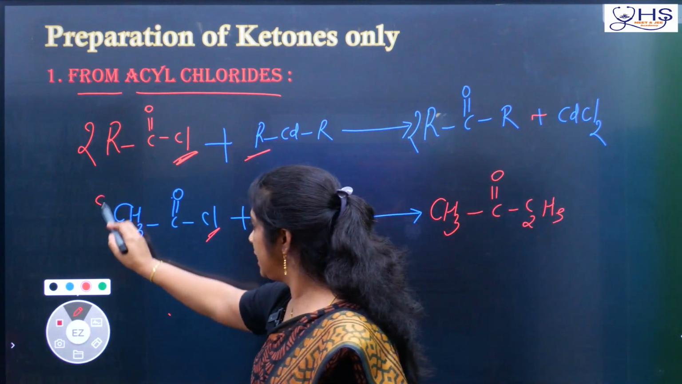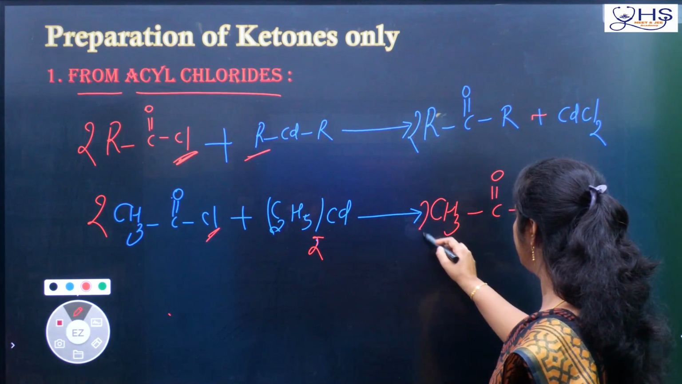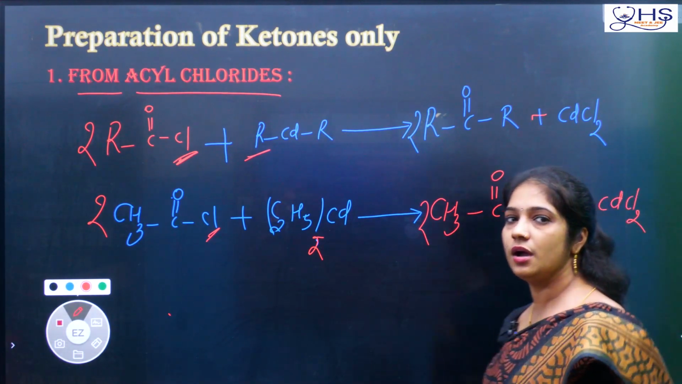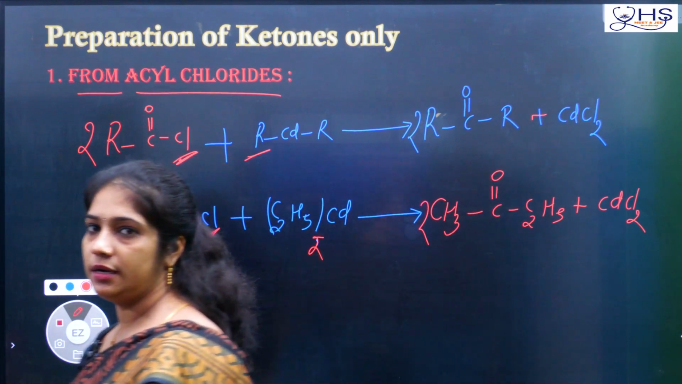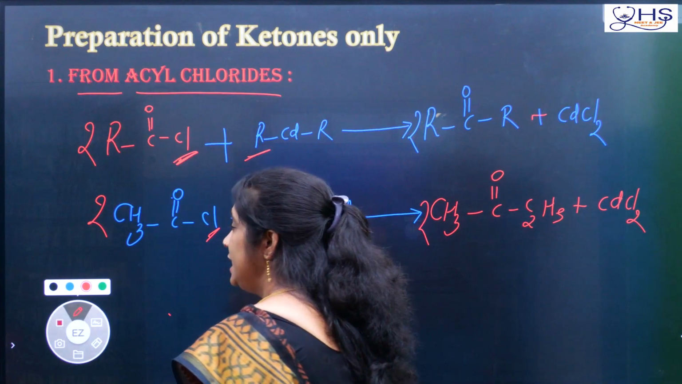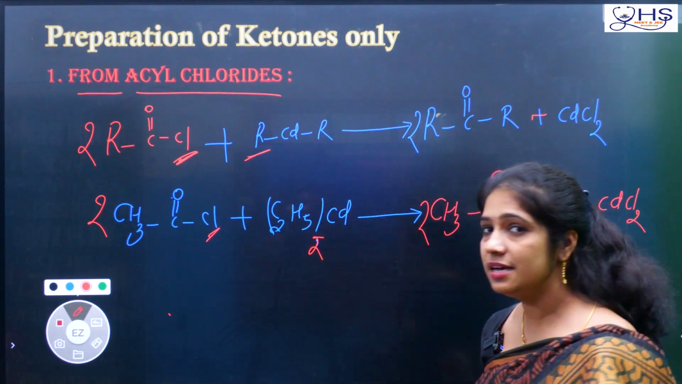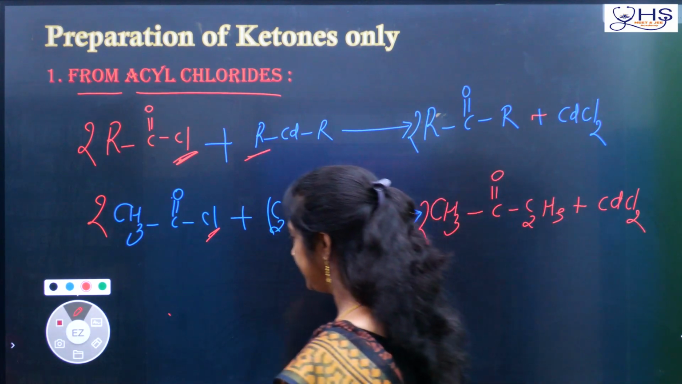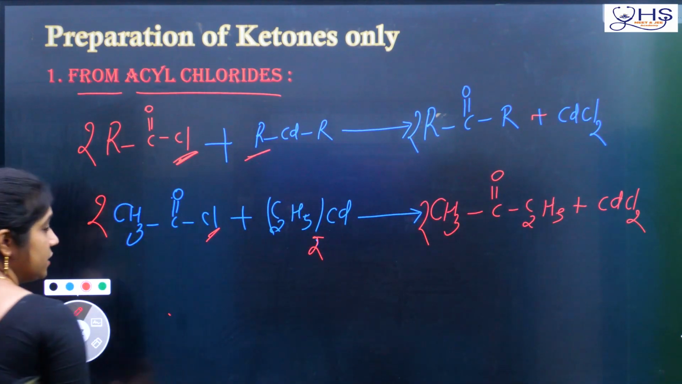Same thing here, I am taking 2 moles, here also I will get 2 moles. Now the 2 chlorines will attach with cadmium, so cadmium dichloride. Okay, this is from the acyl chloride. In the reaction of acyl chloride with dialkyl cadmium, we are getting a ketone. So next we will move to the next reaction.